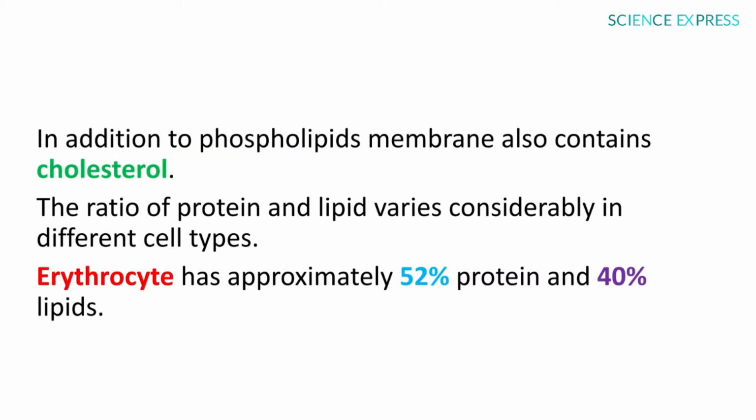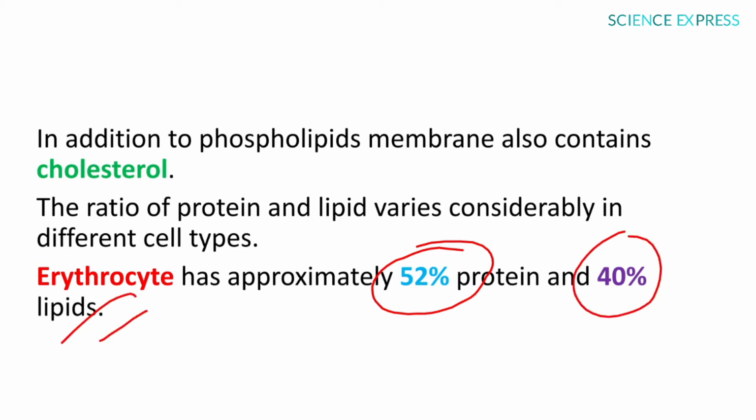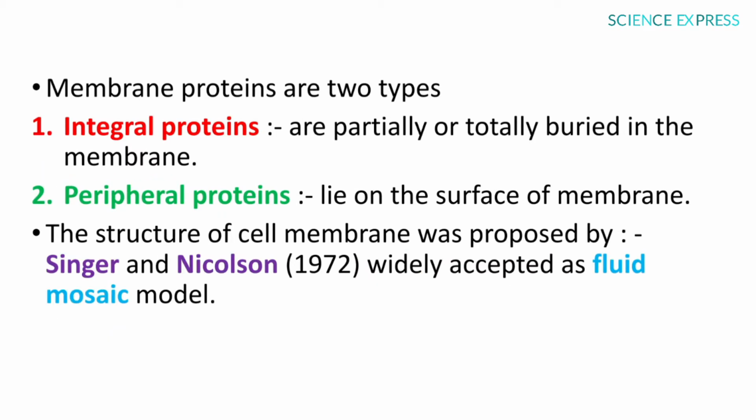Now in addition to phospholipid, the membrane also contains cholesterol molecules. The ratio of protein and lipid varies considerably in different cell types. For example, in erythrocytes, about 52% is protein and 40% is lipid, and another portion is glycolipid and glycoprotein, which are also present in the cell membrane.